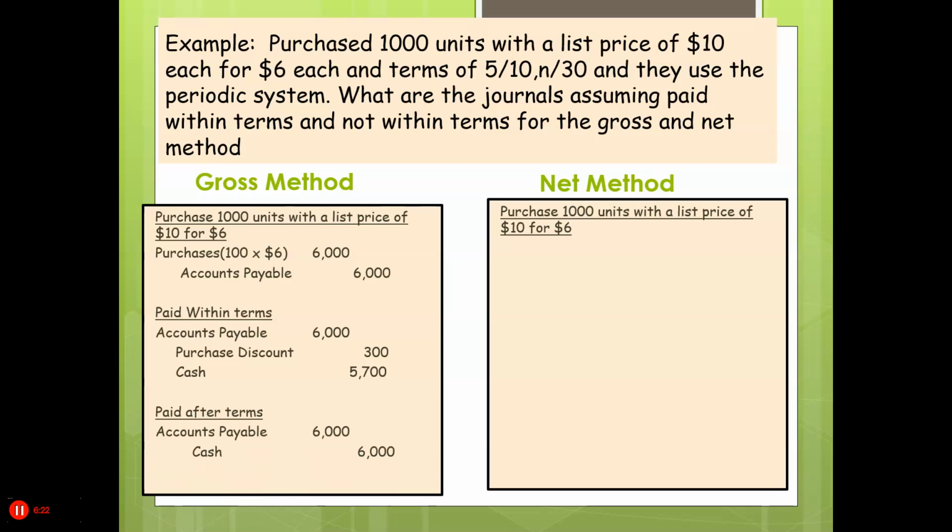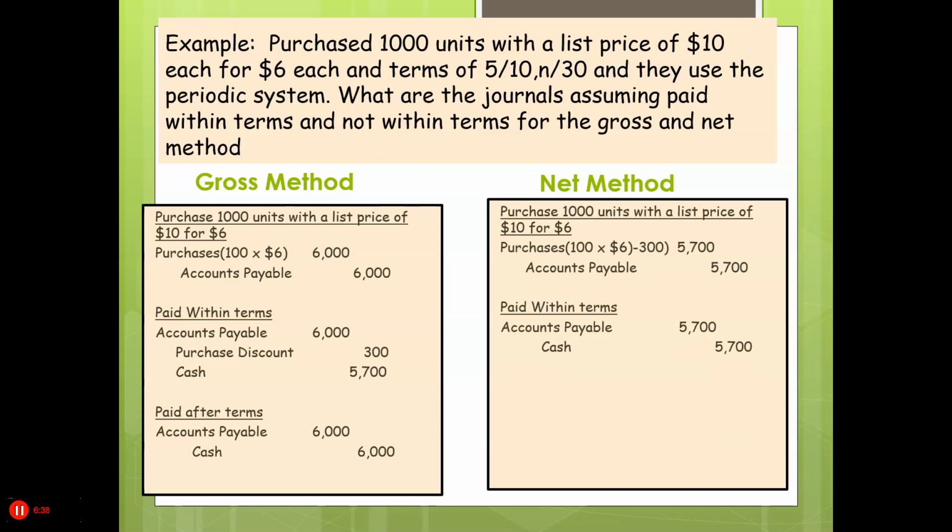If we didn't pay within terms, we wouldn't do anything. We just get rid of the accounts payable and book the cash. Now, what about the net method? The net method takes the discount off up front. If we paid within terms, it's just accounts payable, cash.